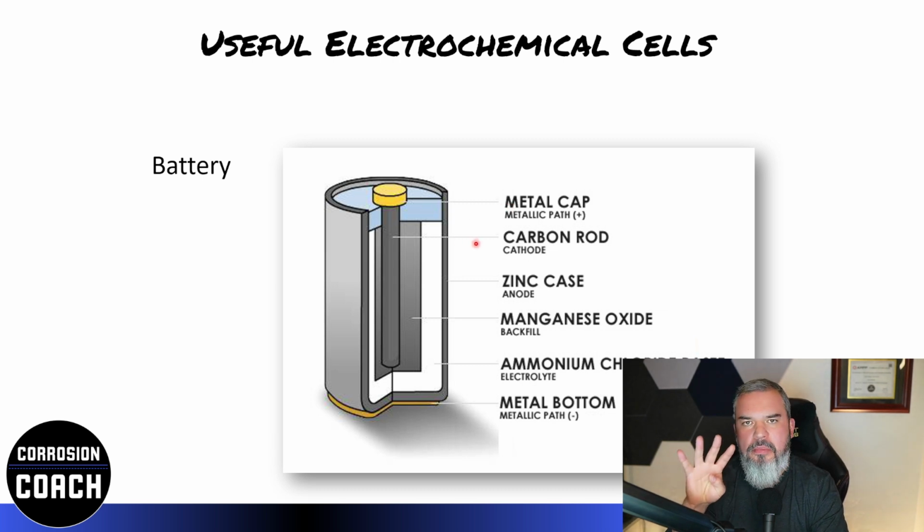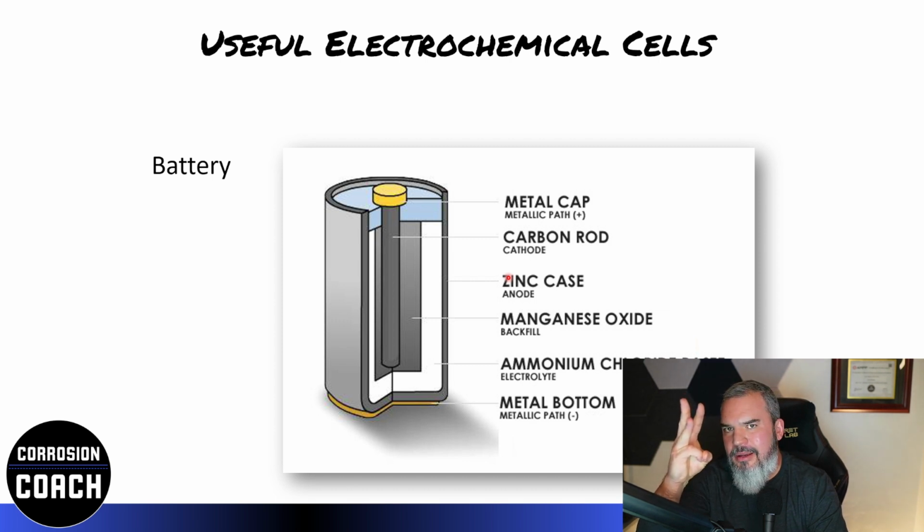Remember, we need 4 components to have corrosion: anode, cathode, electrolyte, and metallic path. So let's see if we can identify that in this particular setup here on this battery. In the middle, we've got a carbon rod. That's a metal. We've got a backfill, and we've got a paste that acts like an electrolyte. So there's my electrolyte. And then I've got a zinc case. So the 2 metals I'm dealing with here are carbon and zinc, and I've got an electrolyte.